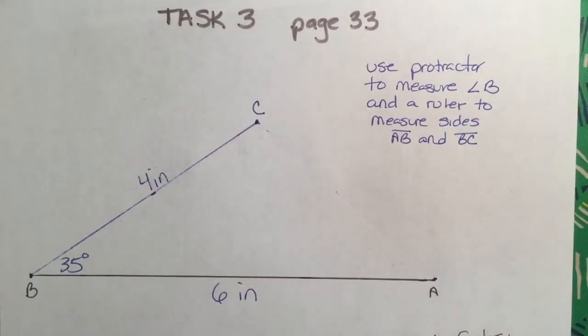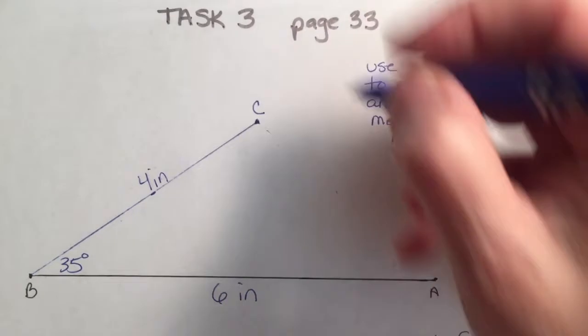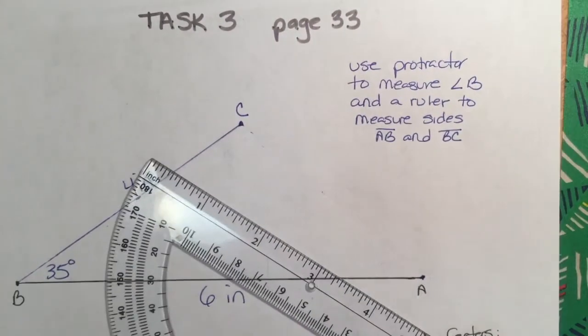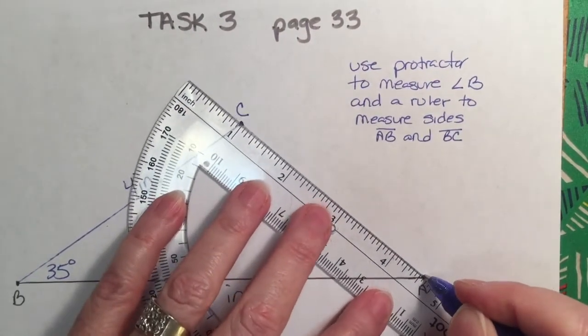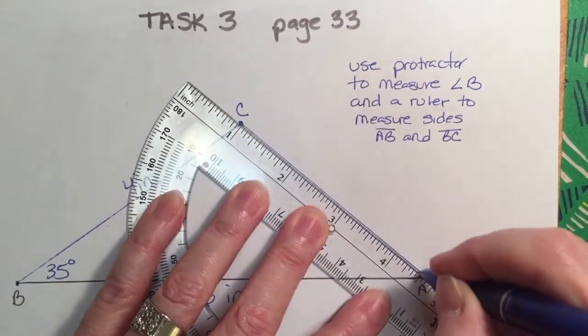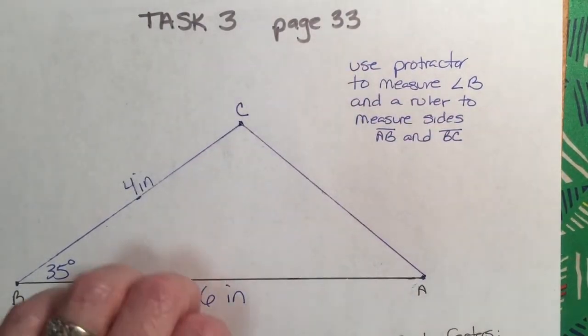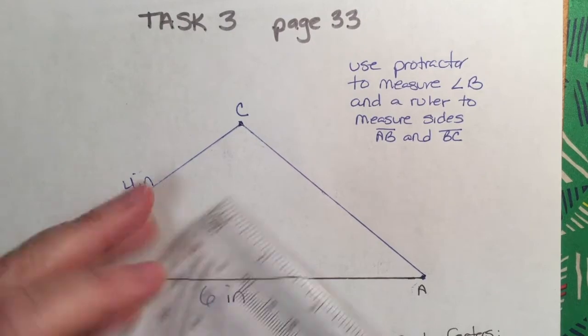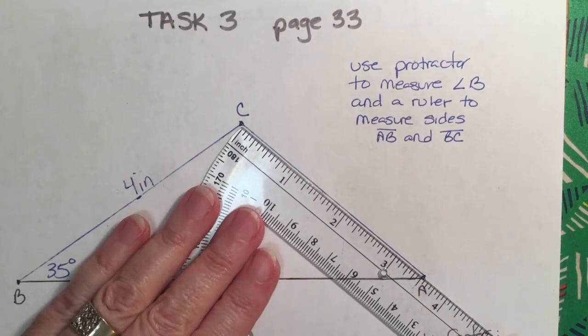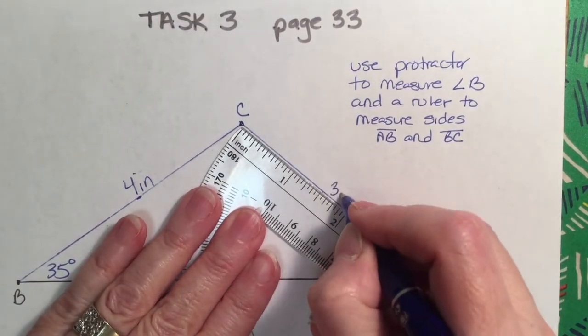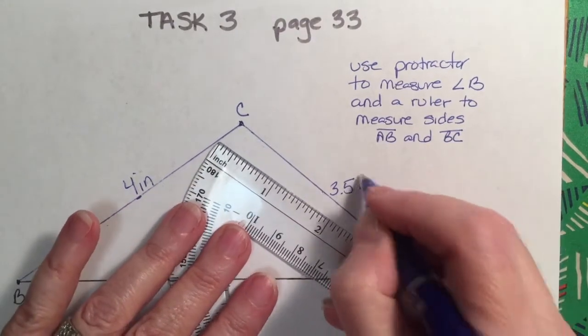We don't need to measure anything for the last one. We already know this is the point, and we know point A. We can just connect those. And that's our triangle. Okay, so there's triangle ABC. And if we want to measure this last side, we can measure it, and it's 3.5 inches.